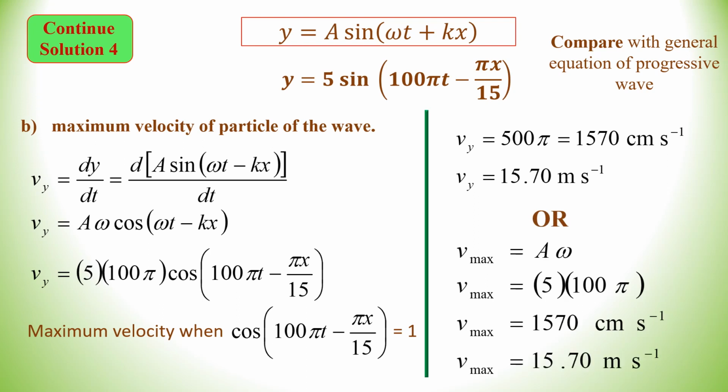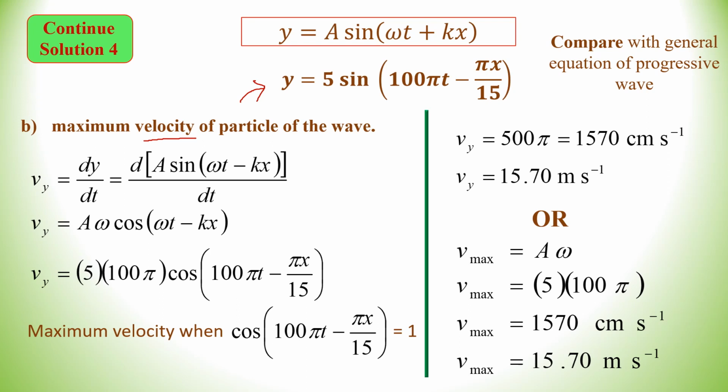Next, we continue for B. We need to calculate the maximum velocity. How to calculate maximum velocity? First step, we need to find the equation for the velocity of the particle. So we need to differentiate this equation, dy/dt.